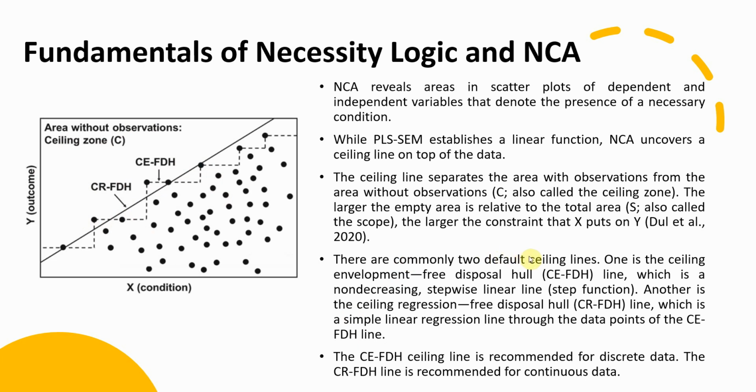Now, there are commonly two default ceiling lines. One is the ceiling envelopment free disposal hull line, CE-FDH. Another is the ceiling regression free disposal hull line, CR-FDH, which is a simple linear regression line going through the data points here, this straight line. Now, which one will we use? We are going to talk about this later as well, but CE-FDH is recommended for discrete data. CR-FDH is recommended for continuous data.